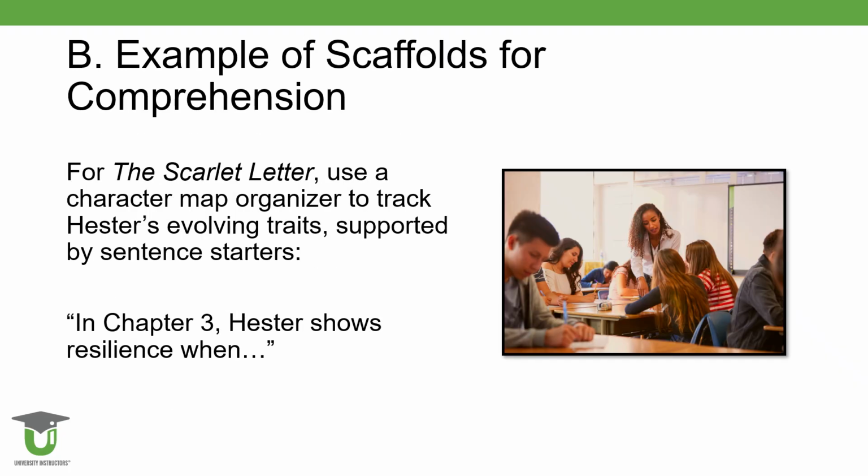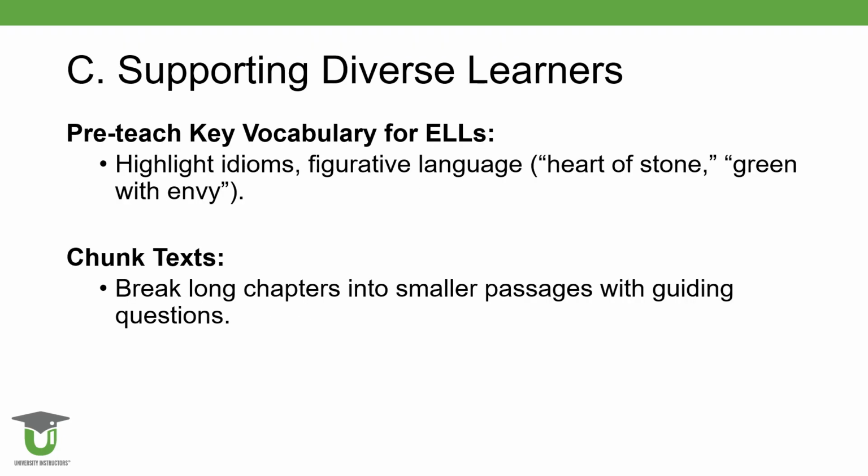When teaching The Scarlet Letter, a character map organizer can help students track how Hester's traits evolve over the course of the novel. Provide sentence starters to scaffold student thinking, such as, "In Chapter 3, Hester shows resilience when," and this encourages students to cite textual evidence while analyzing character development. By combining the organizer with guided sentence frames, students can make meaningful connections, notice patterns in behavior, and articulate their interpretations clearly.